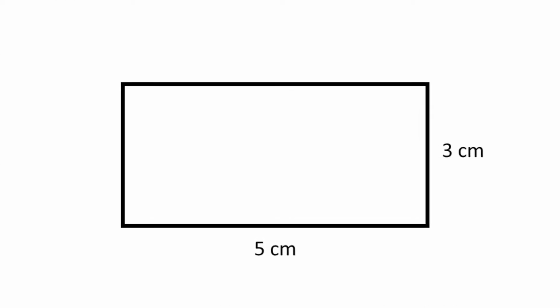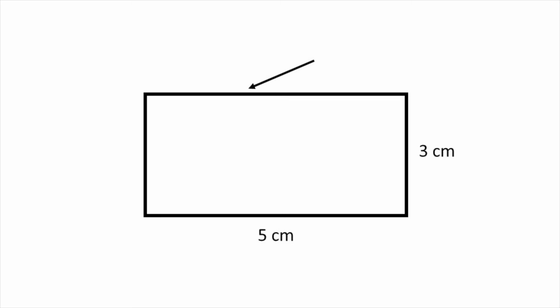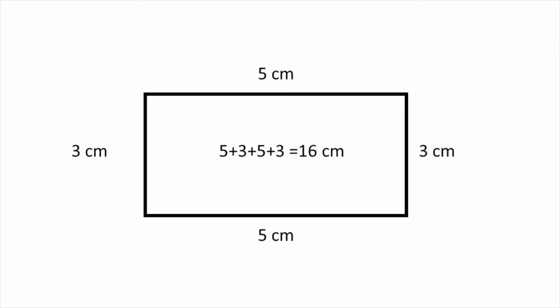Now, the first thing I need to do is label up the lengths of the remaining sides. Based on my understanding of the properties of a rectangle, I know that this side is going to be the same length as that side, and this side is going to be the same length as that side. So if the perimeter of a rectangle is the sum of all of the sides together, i.e. the distance around the edge, the perimeter for this rectangle is 16 centimeters.